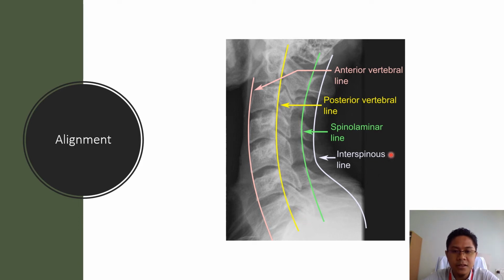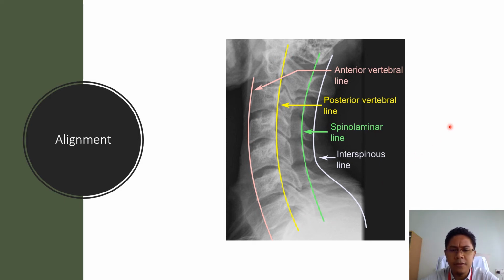The third line is the spinolaminar line, which runs at the anterior part of the spinous process of the cervical spine. And last but not least is the interspinous line, which runs through the posterior part of the spinous process of the cervical bones. So what we see here, if we draw the lines, is that the line is very well curved. There is no interruption at all.